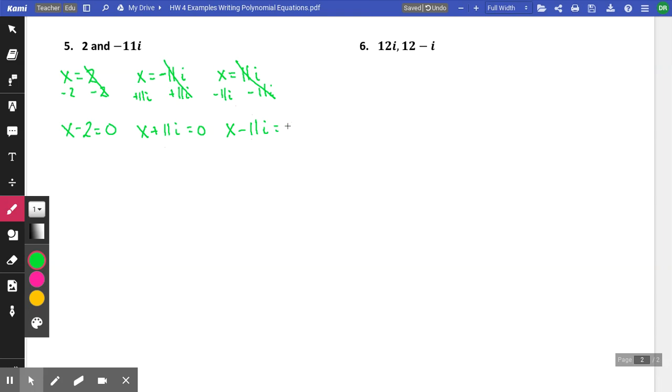And just like we said in the last example, the factors that you get should have opposite signs on your imaginary terms as well. So we have 3 factors: x minus 2, x plus 11i, x minus 11i. Let's go ahead and work with those. Write your factors in parentheses, showing multiplication.